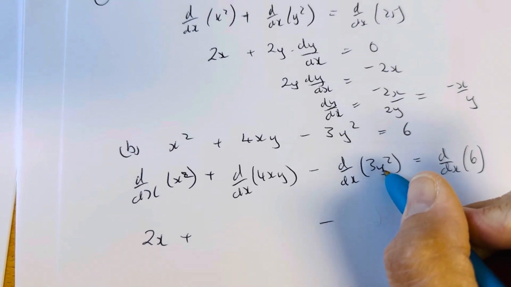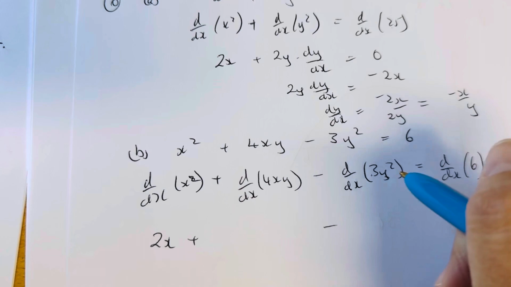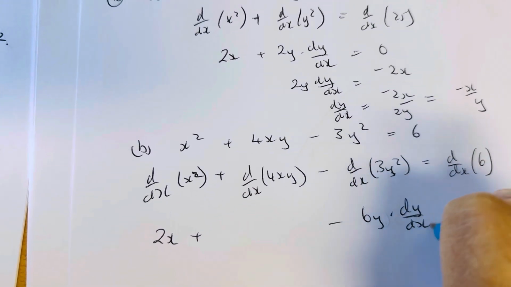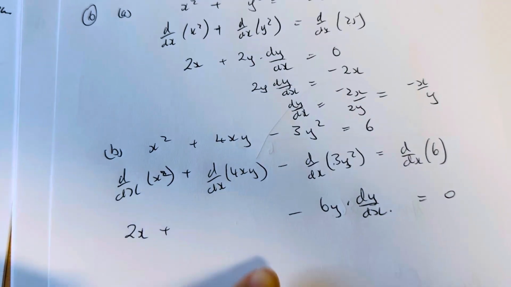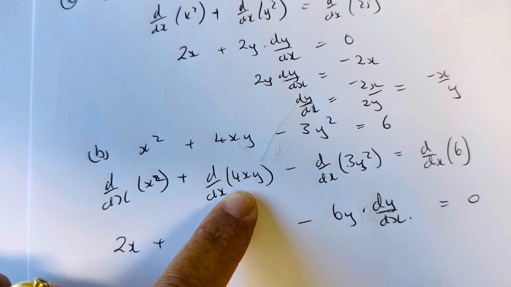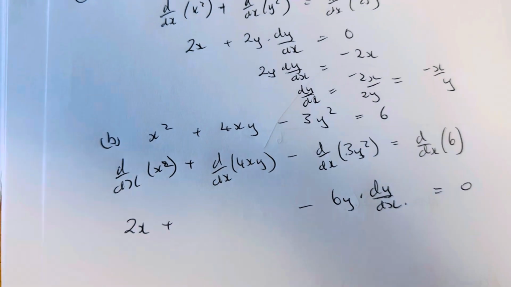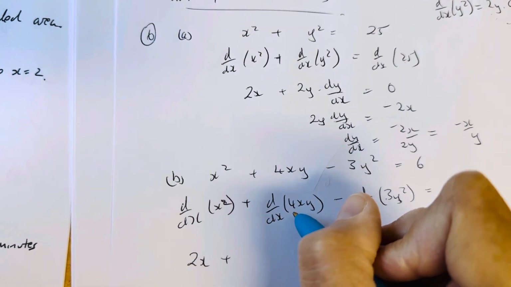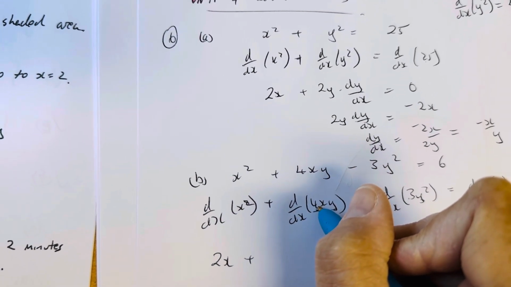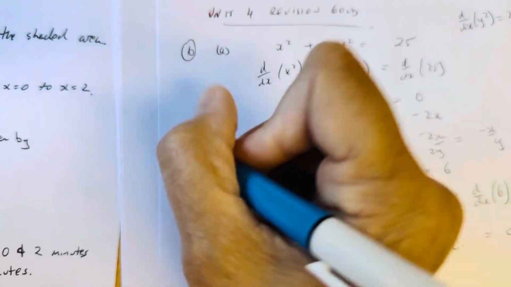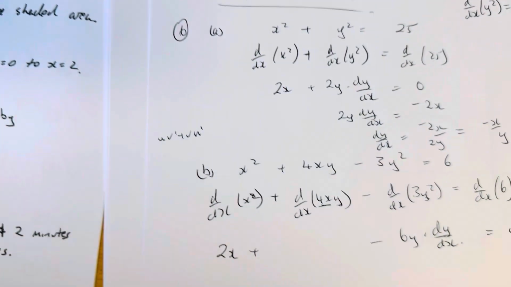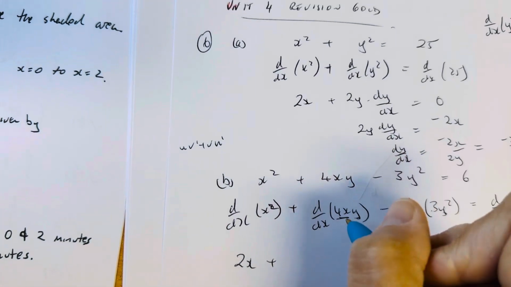Our y squared we know. Now because there's a 3 there, instead of 2y, it'll be 6y dy/dx. Then we have the harder one, which is our product rule. So I'm going to split it up into 4x and a y. So if I derive that, remember product rule is u v dash plus v u dash. So essentially we're just doing that.